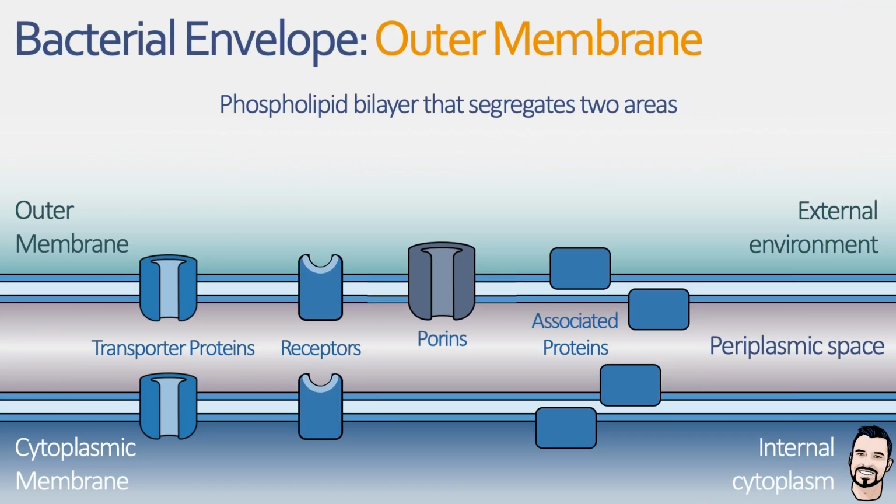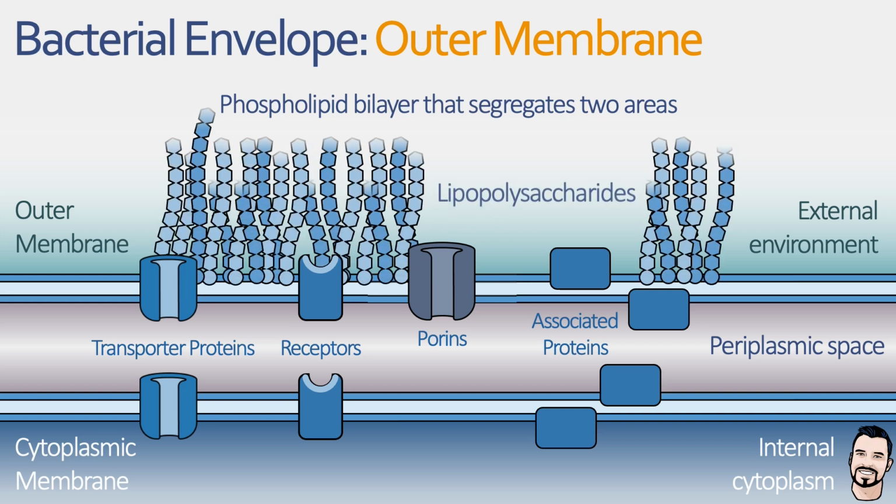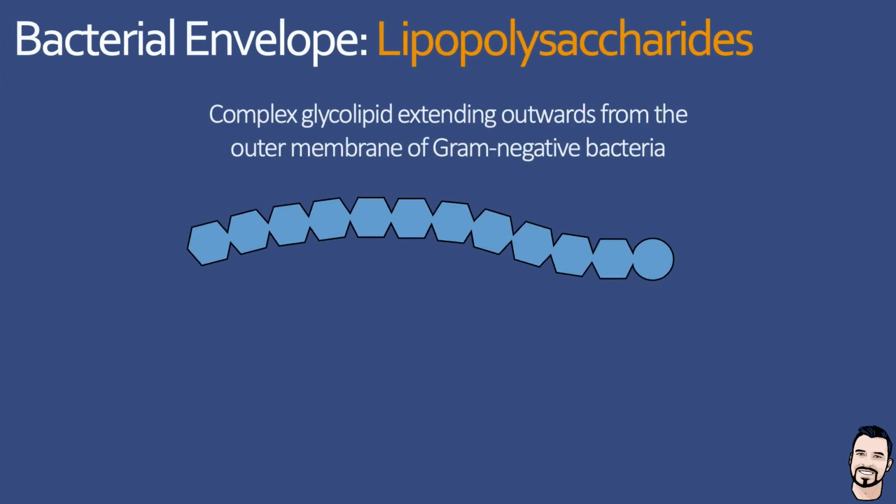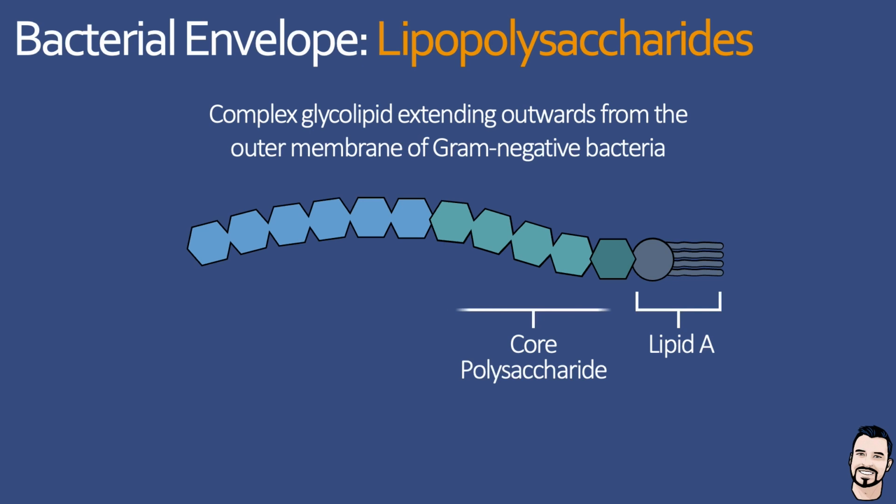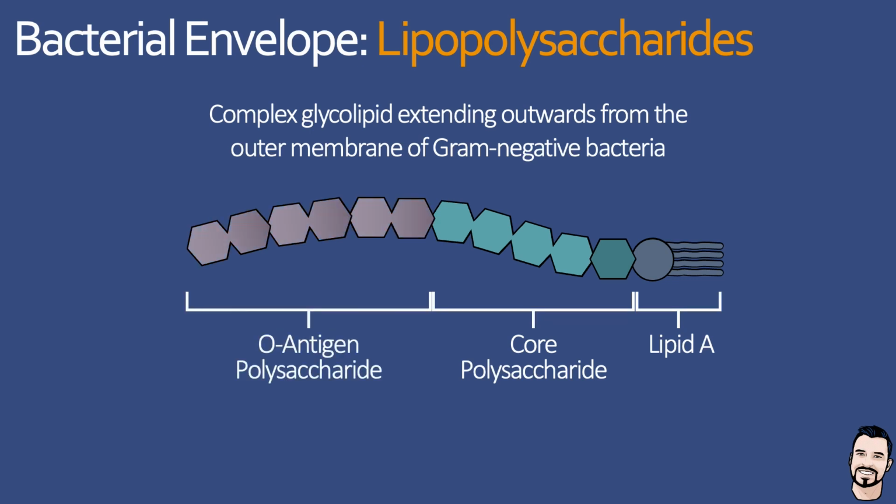Now, embedded in the outer membrane is one final structure, lipopolysaccharides, which cover the entirety of the outer membrane and extend outwards into the external environment. When we look at this molecule, it is essentially a complex glycolipid that has three distinct sections: the lipid A section, the core polysaccharide, and the O antigen polysaccharide. The lipid A section is the innermost portion that anchors the LPS into the outer membrane. It's made up of a disaccharide backbone of glucosamine units with attached fatty acid chains.